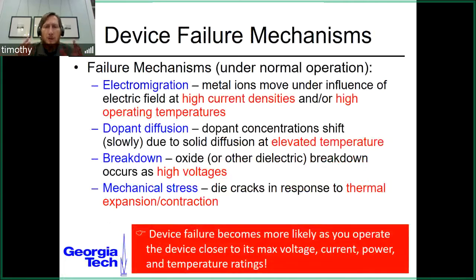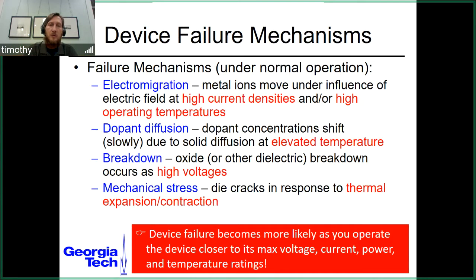So when you think about how this electronic device operates, and how the electrical charge that's flowing through also causes the temperature to flow down into the underlying material below it, a lot of the failure mechanisms are going to come to pass through the heat and through the heat dissipation. Electromigration is one of the first areas we're going to look at. That's metal ions moving under the influence of an electric field at high current densities or high operating temperatures. So again, we're looking at high currents, high operating temperatures.